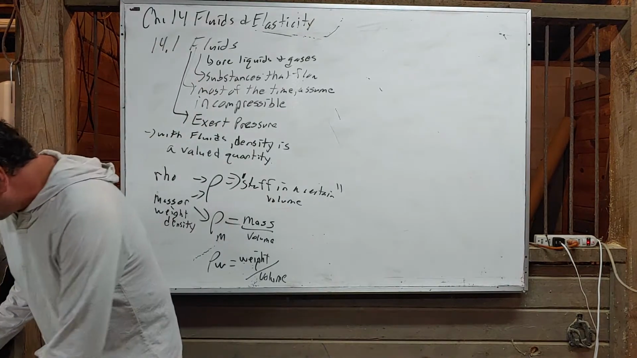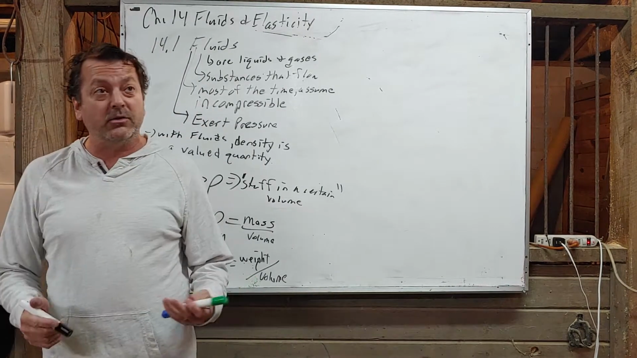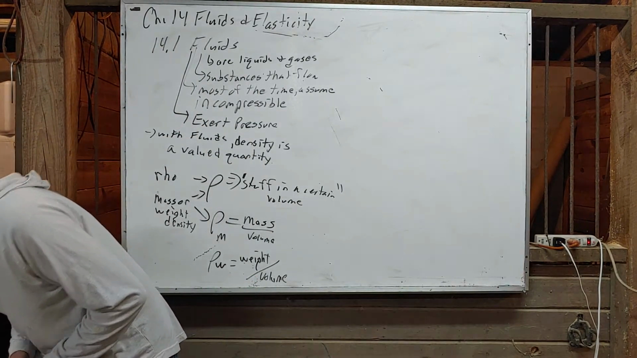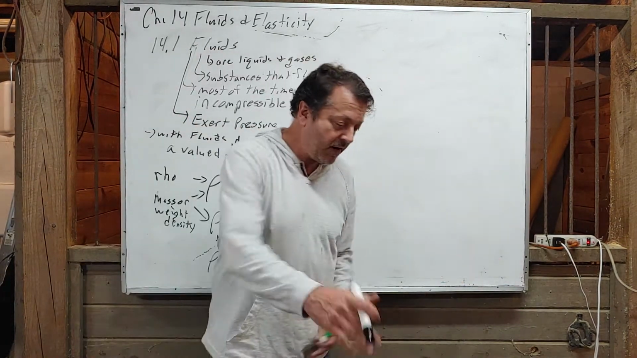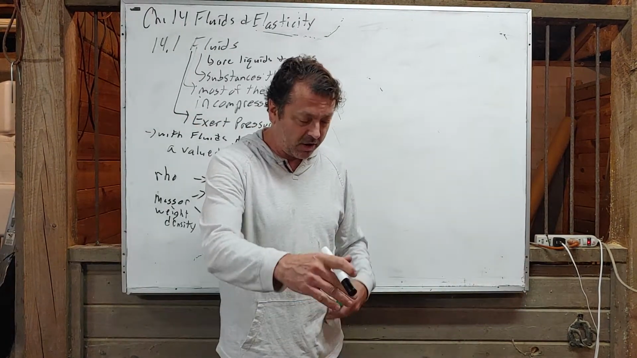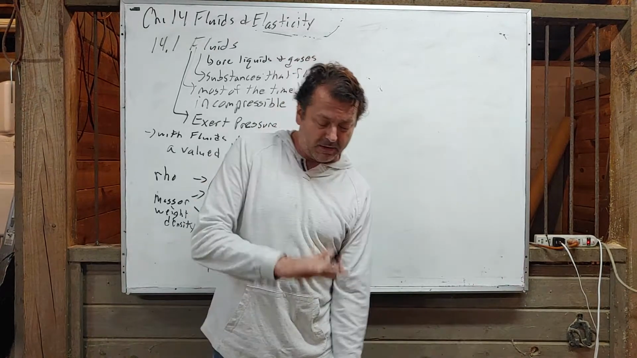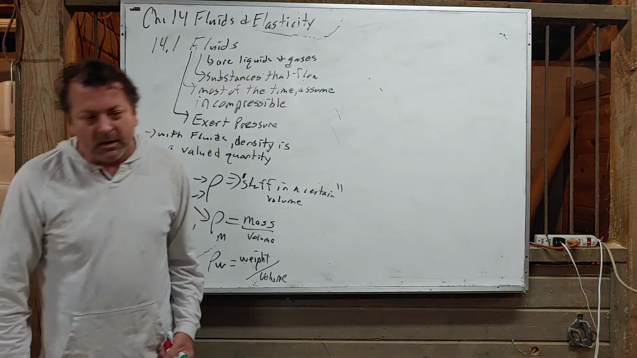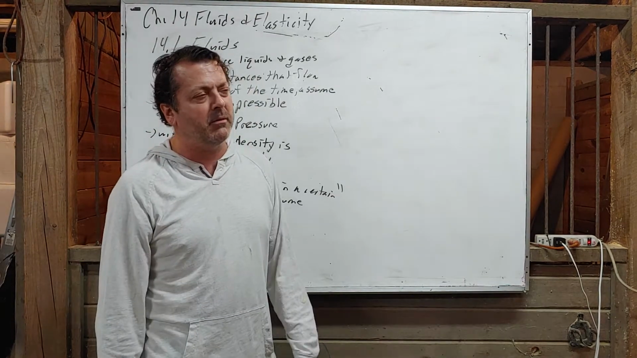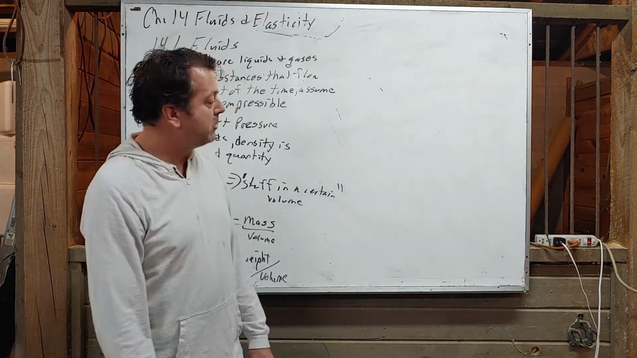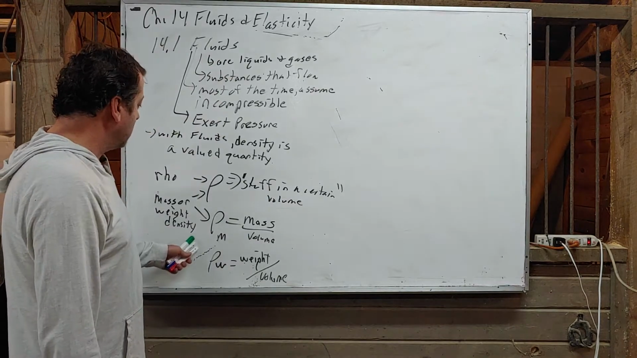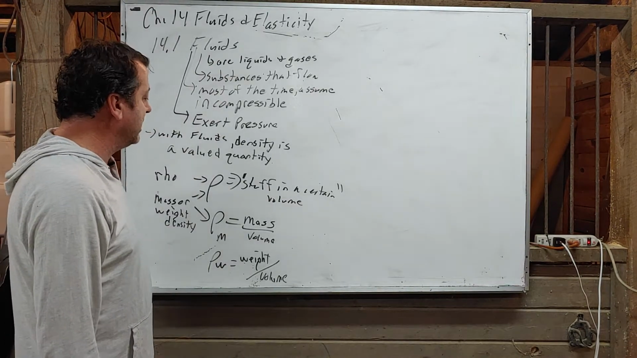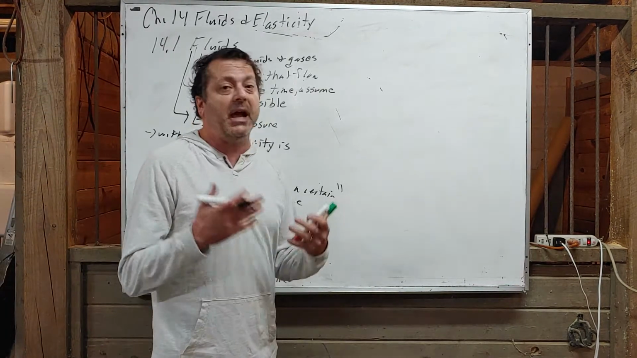And just to give you an example, water is about 1,000 kilograms per cubic meter. Air, a cubic meter of air, if you had a box a little bit bigger than a yard, 3 foot by 3 foot by 3 foot high, that would have a weight of about 1.2 kilograms. That'd be about 2.5 pounds. So those are some values for density. We're going to be able to calculate the density.